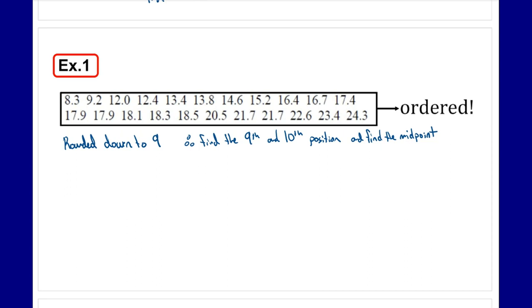So if we go through, this data is now ordered, so we count through. 1, 2, 3, 4, 5, 6, 7, 8, 9. So this is our 9th value. This is our 10th value. We want to find the midpoint in between. We want to find what is this value, and that will be our percentile.